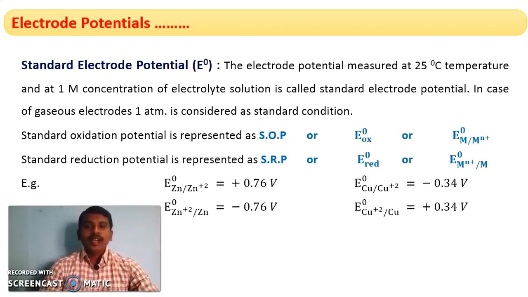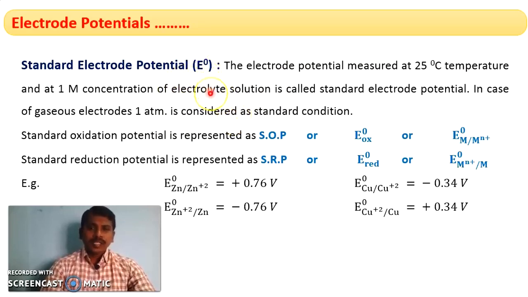Next one is standard electrode potential. Standard electrode potential is denoted with E naught. The electrode potential measured at standard conditions is called standard electrode potential. The standard conditions are 25 degrees centigrade temperature and 1 molar concentration of the electrolyte. These two are the standard conditions if the electrode is a solid electrode, and if it is a gaseous electrode, 1 atmospheric pressure is also considered a standard condition. So at the standard conditions, the electrode potential is measured, and that is called standard electrode potential.